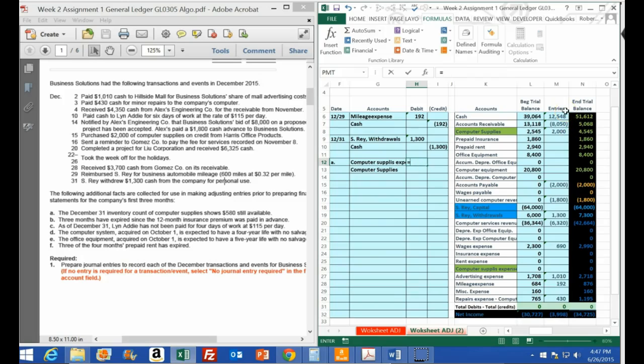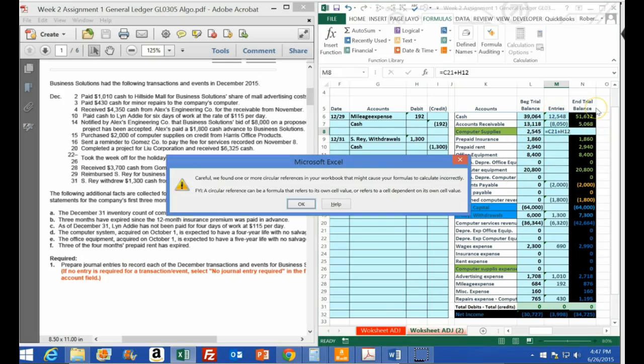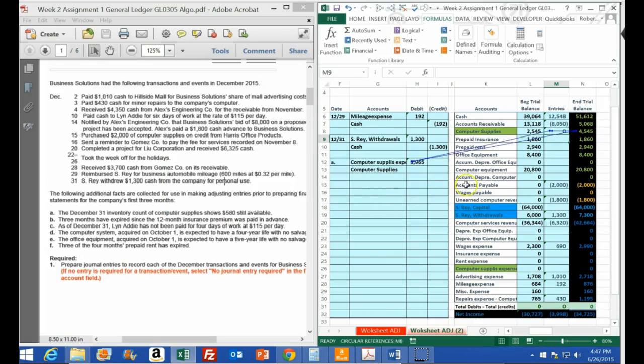I'm just going to point this out. You might be tempted to say this minus the 580, and I'm going to show you why you can't do that. If you then post it here and say plus this number, this should bring this up. But it says, oh, careful, we found one or more circular references. So what's a circular reference?